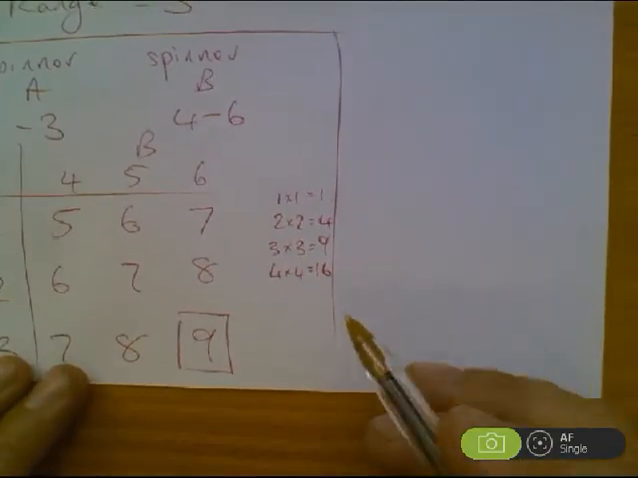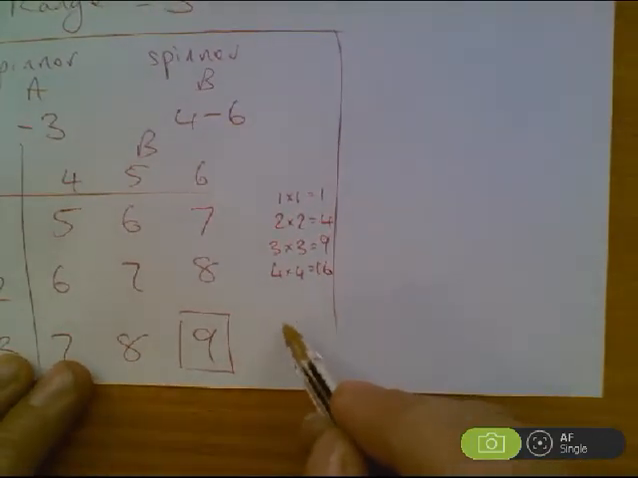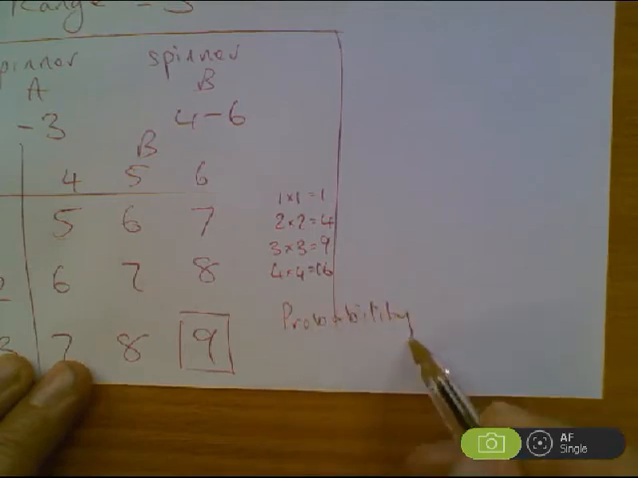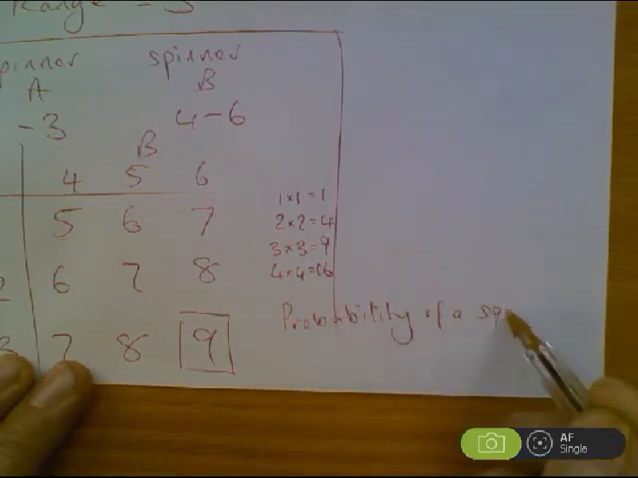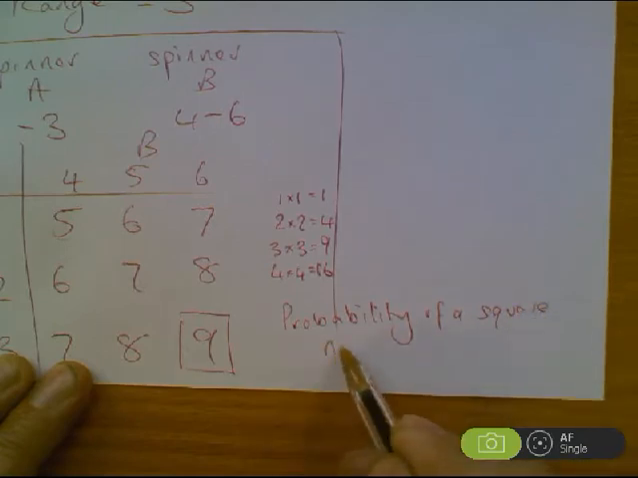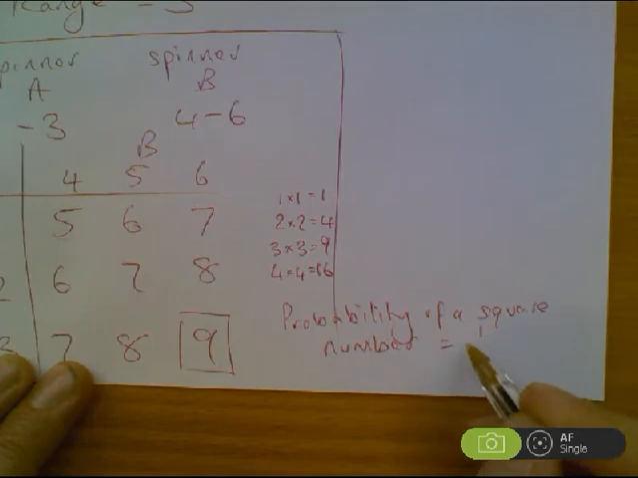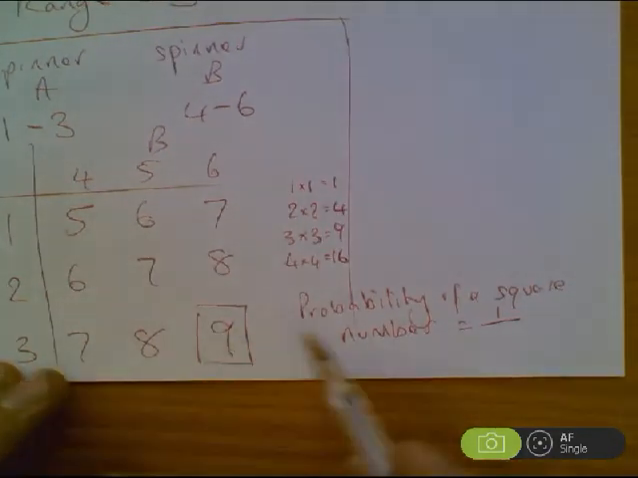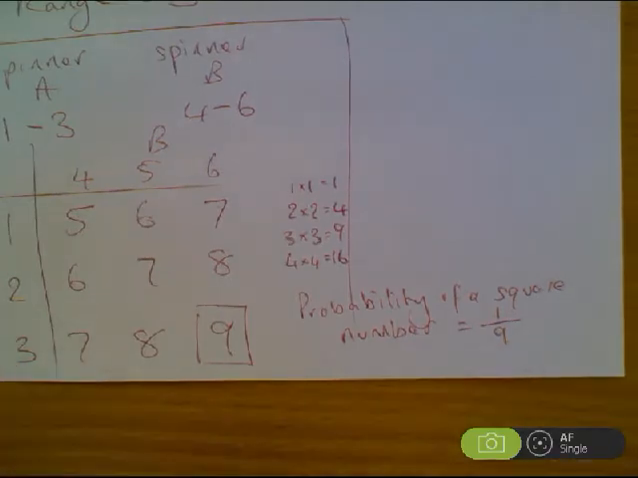So the probability of a square number equals 1 out of 1, 2, 3, 4, 5, 6, 7, 8, 9. 1 out of 9 possible outcomes. So the probability of a square number is 1 out of 9.